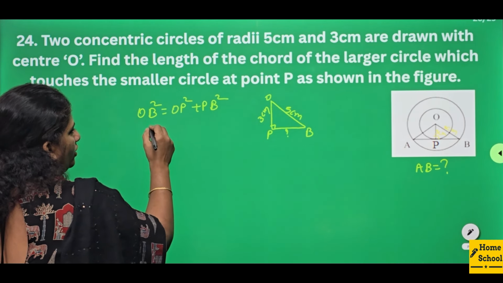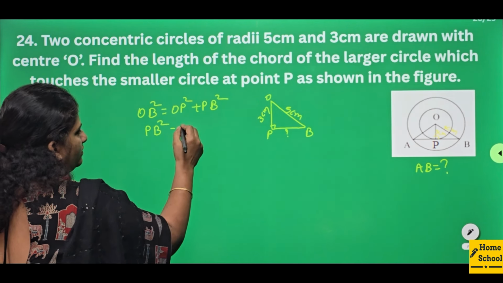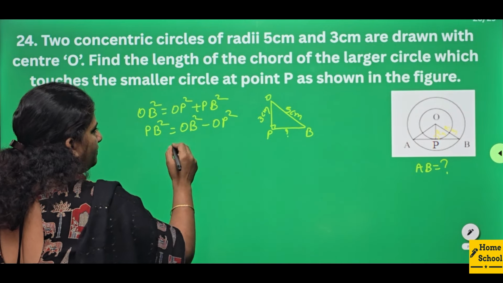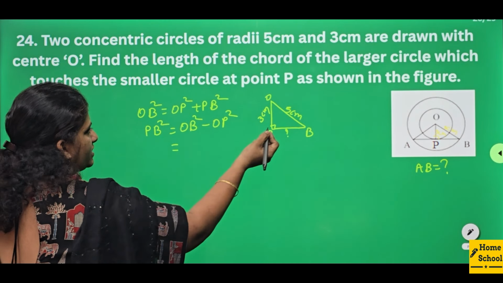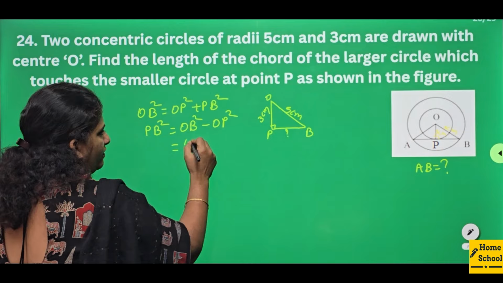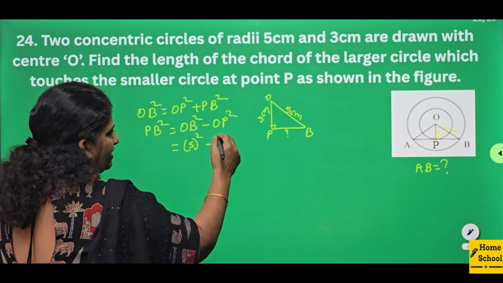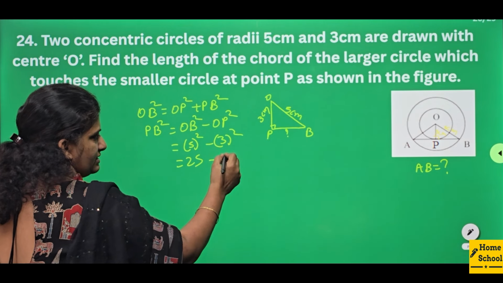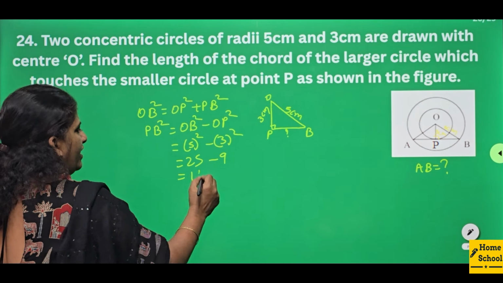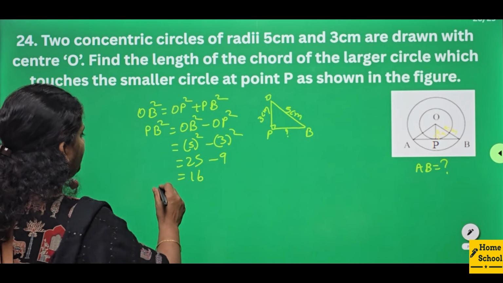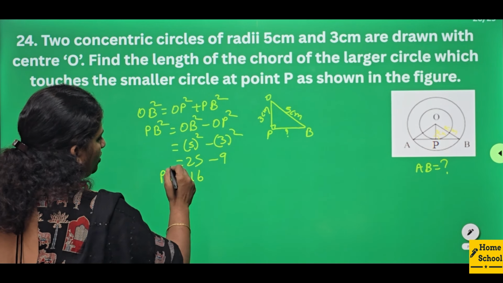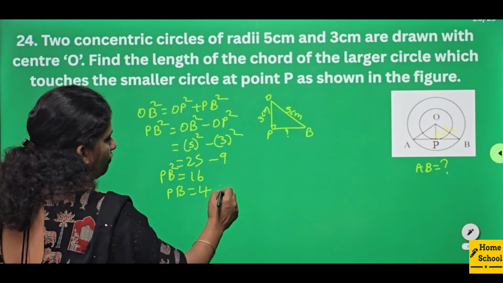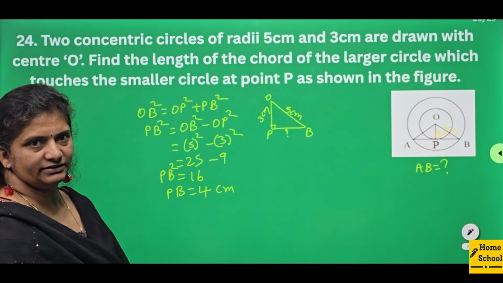Given data and all you have to write, children. PB square is equal to OB square minus OP square. OB value is 5, 5 whole square minus OP value is 3, 3 whole square. 5 5s are 25 minus 3 3s are 9. 25 minus 9 is 16. PB square is equal to 16. PB is equal to square root of 16, that is 4 centimeters.